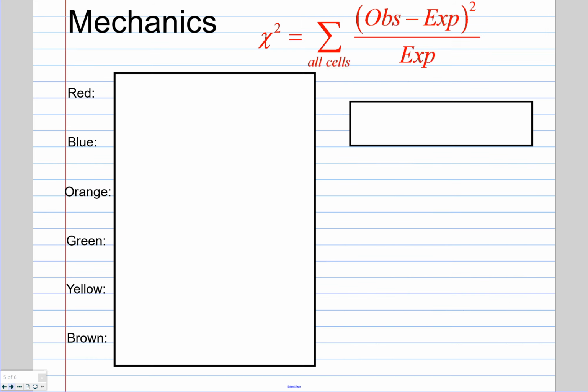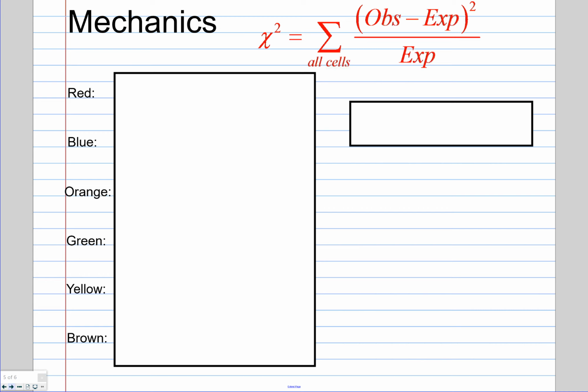Okay. Now, we are ready for the meat of it. The meat. Like the math. We're ready for the bulk of the math here. All right. A couple of things you need to notice.